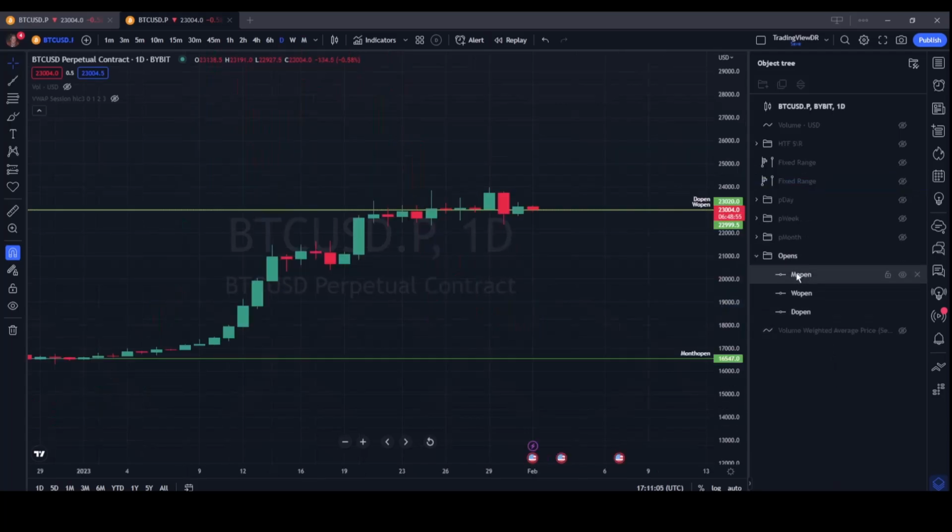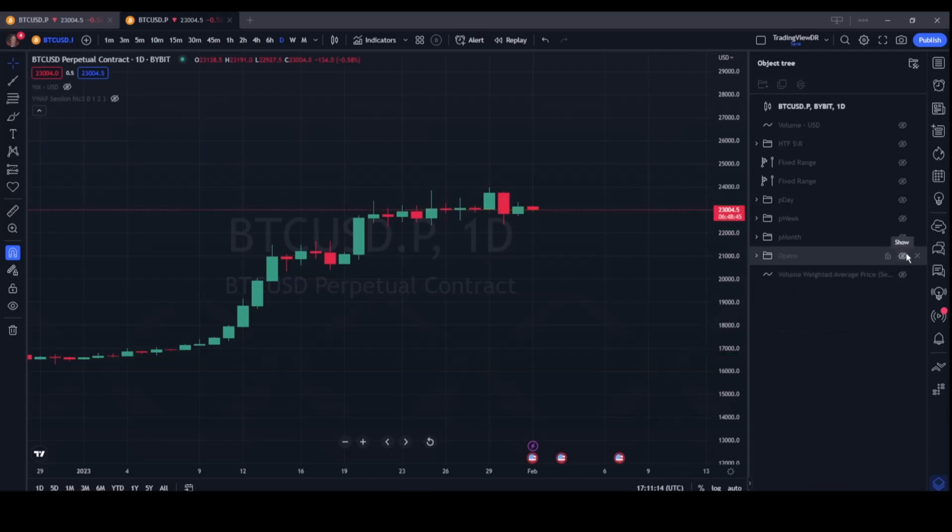Okay, so here you can see that I've got opens. I've got the monthly open and I've got the weekly and daily open. They're virtually at the same price. Okay, so let's hide that.